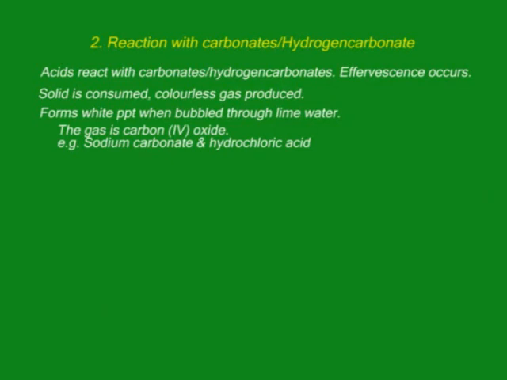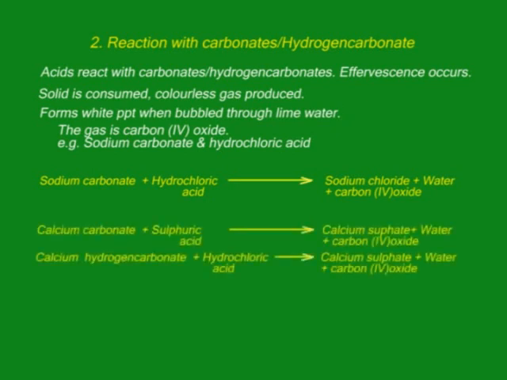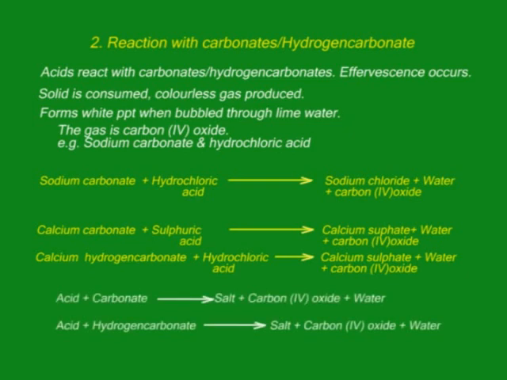Now the reaction can be represented by the following equation: sodium carbonate plus hydrochloric acid to give sodium chloride plus carbon 4 oxide plus water. Now, other carbonates that will react with different acids are indicated by the equations on your screen. An acid reacts with a carbonate to form salt, water, and carbon 4 oxide. Equally, an acid will react with hydrogen carbonate to form salt, water, and carbon 4 oxide.